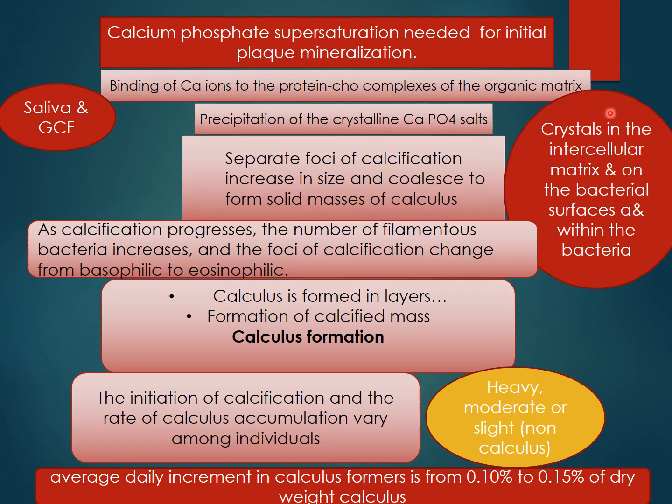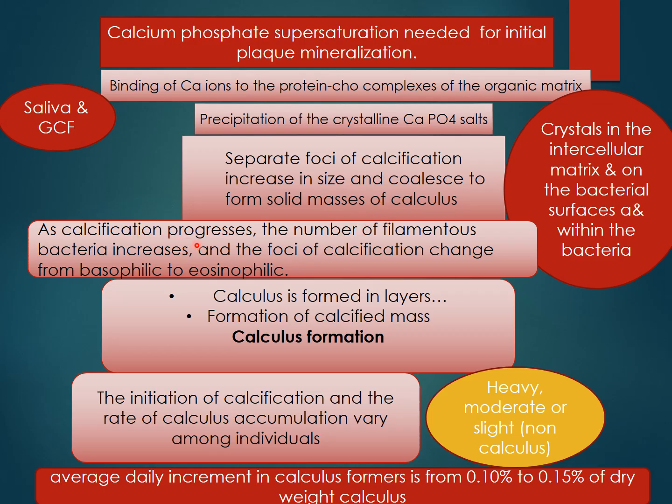So these crystals will be formed in the intercellular matrix and also on the bacteria surfaces and within the bacteria. This precipitation of crystals will appear as separate foci of calcification. It will increase in size by layer-like formation over it, and these coalesce to form solid masses.